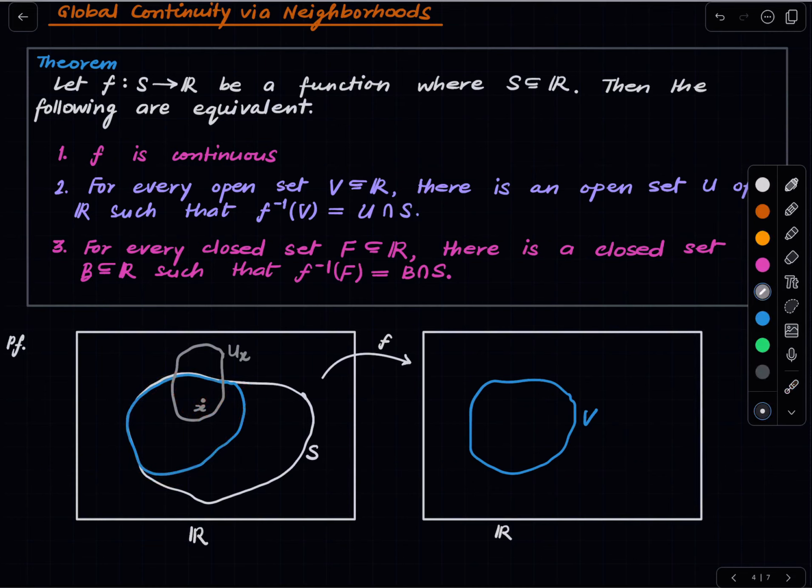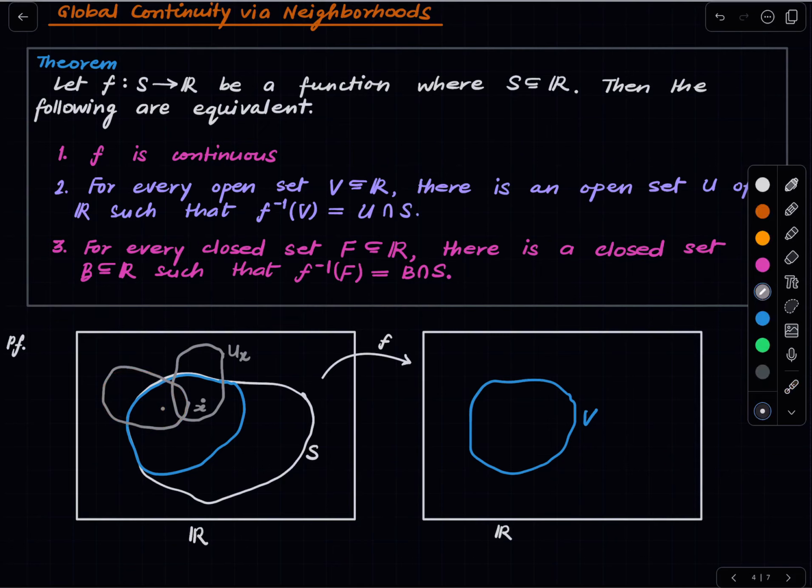So if we do that for every X, we will pick up some open set such that its intersection with S is contained in the pre-image of V, right? So that's what we can do. For every X, we will pick up such an open set. So for X, we get Ux, for X prime, we get Ux prime, and so on.